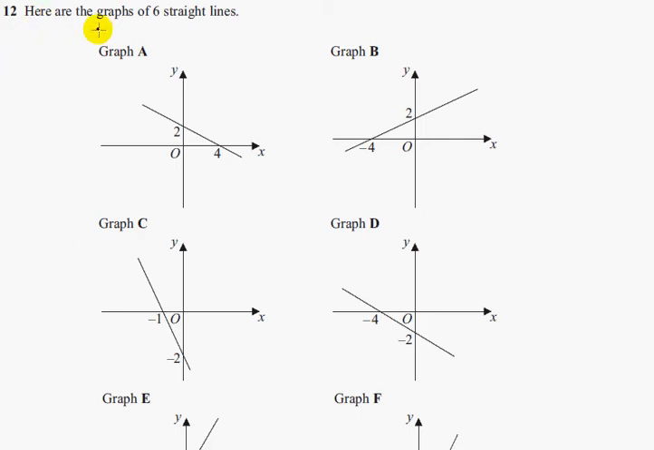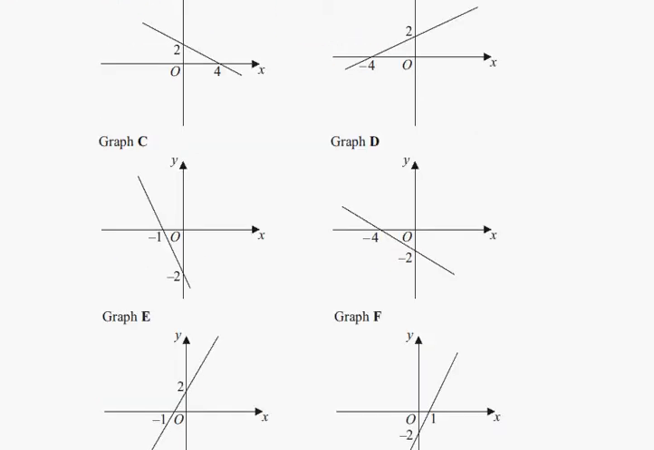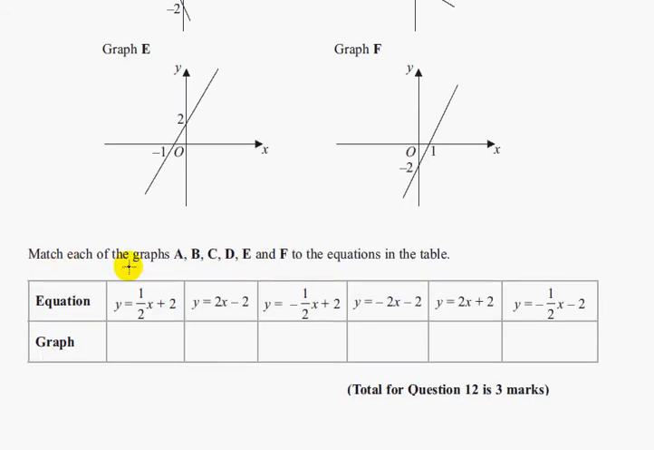Question 12. Here are 6 graphs of straight lines, graphs A, B, C, D, E, and F. Match up each of the graphs A, B, C, D, E, and F to the equations in the table. Before we do that, we're going to probably use a bit of process of elimination to determine which one's which.